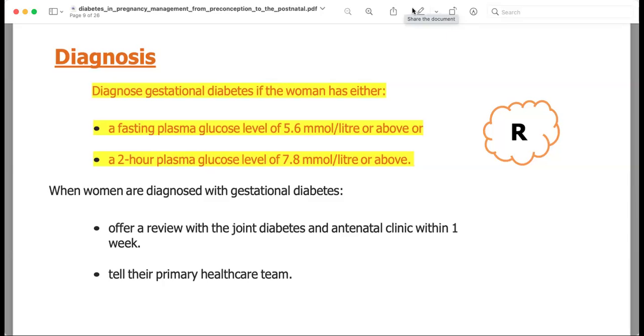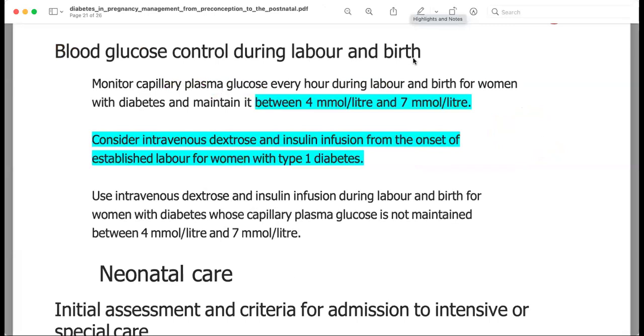How about during labor? Is there any recommendation during delivery? First of all, you should avoid hypoglycemia. Hyperglycemia also is harmful, so both are avoided. So what is the better control during labor? 4 to 7. Blood glucose during labor and birth should be maintained between 4 to 7. And you measure it every hour.